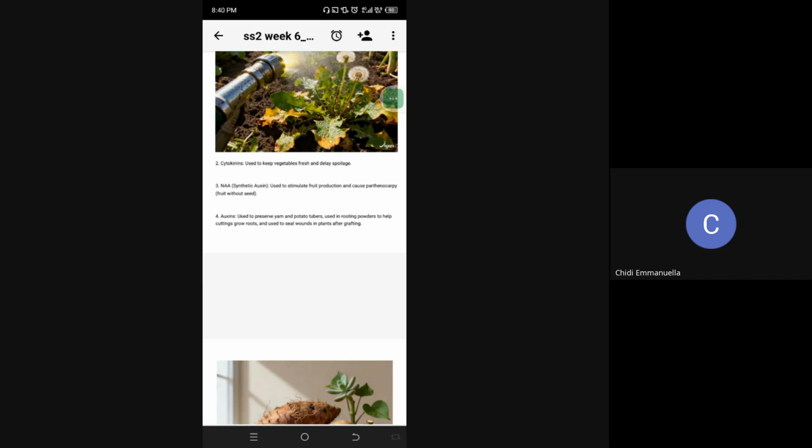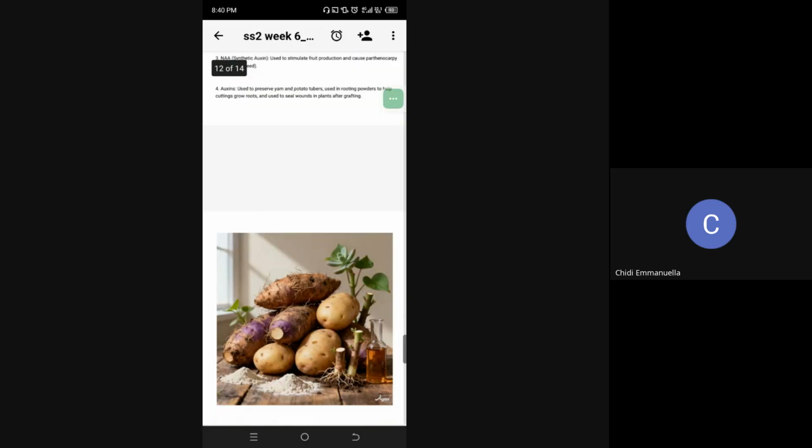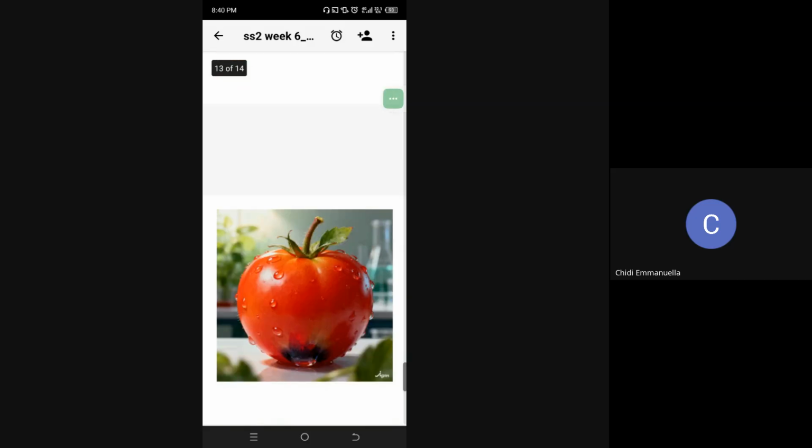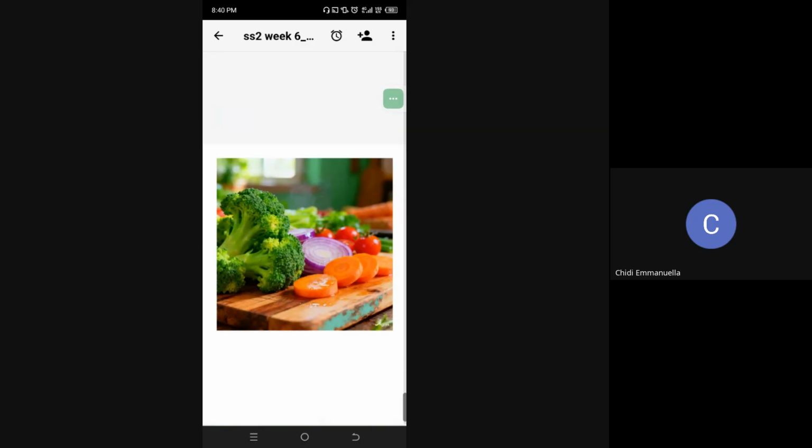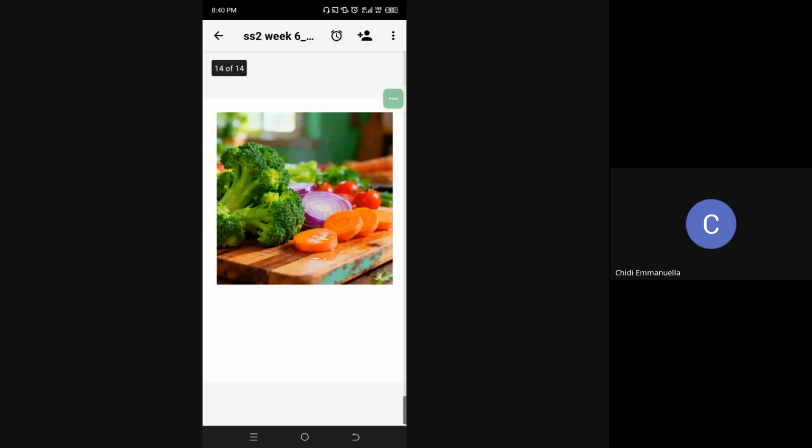Then number two, we have cytokinin, modern application of cytokinin. It is used to keep vegetables fresh and delay spoilage. That is what it does. Like this one, tomato. You see how fresh it is. See all these ones, they are vegetables. So it keeps them very fresh.